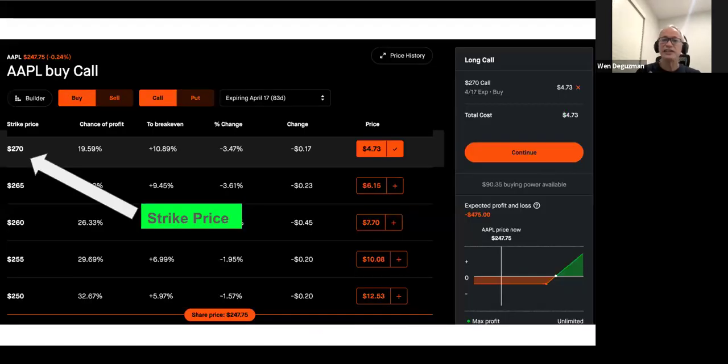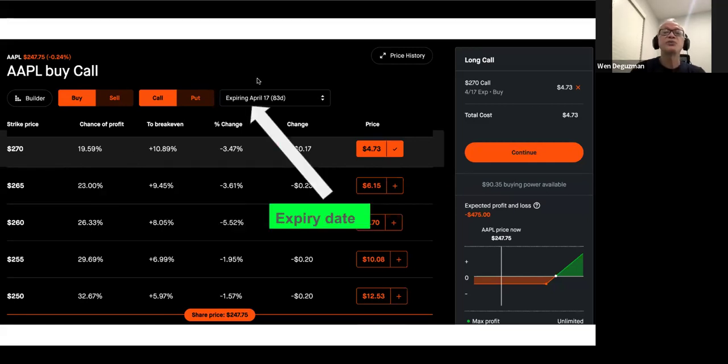Now, here's a real life example. Let's say you want to buy Apple stock, and you believe Apple shares will be worth more than $270. So you're willing to buy the shares of Apple for $270 per share. Right now, the share price is $247.75. So the $270, that's the strike price. This one, April 17, that's the expiry date.